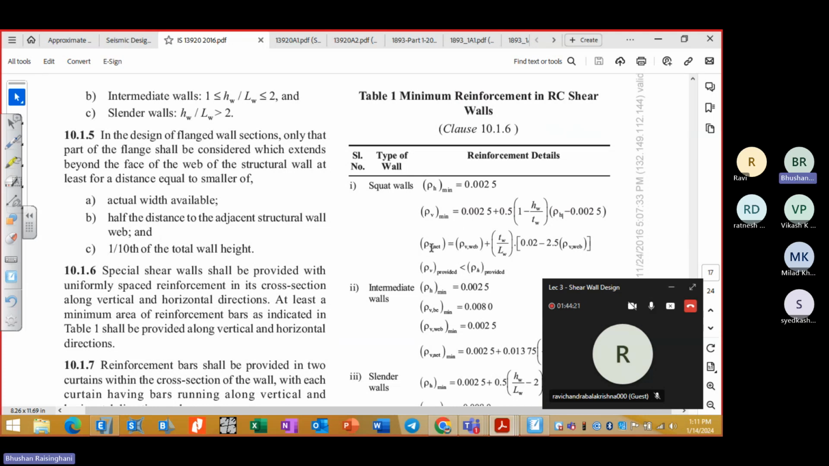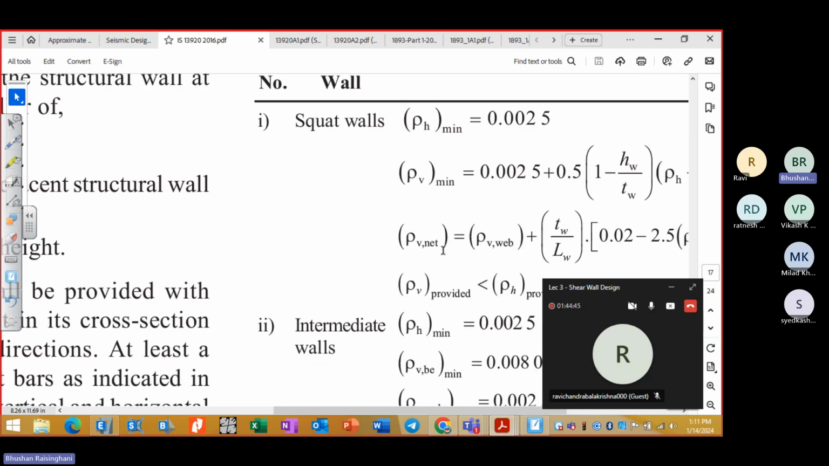when we are providing the density rho v net, that is the vertical reinforcement in the web plus thickness of wall, length of wall minus 0.02 minus 2.5 into whatever the reinforcement is provided in the vertical direction in the web. So what does this net mean? Why is this net provided? Rho v net.